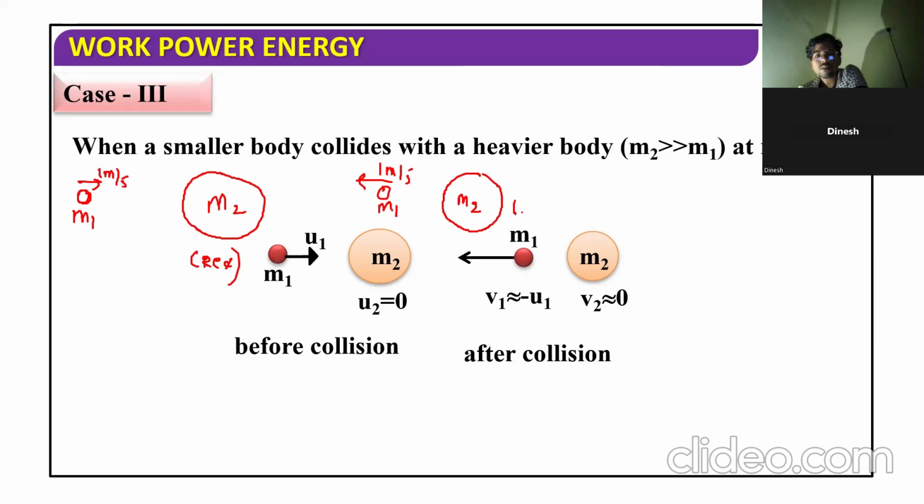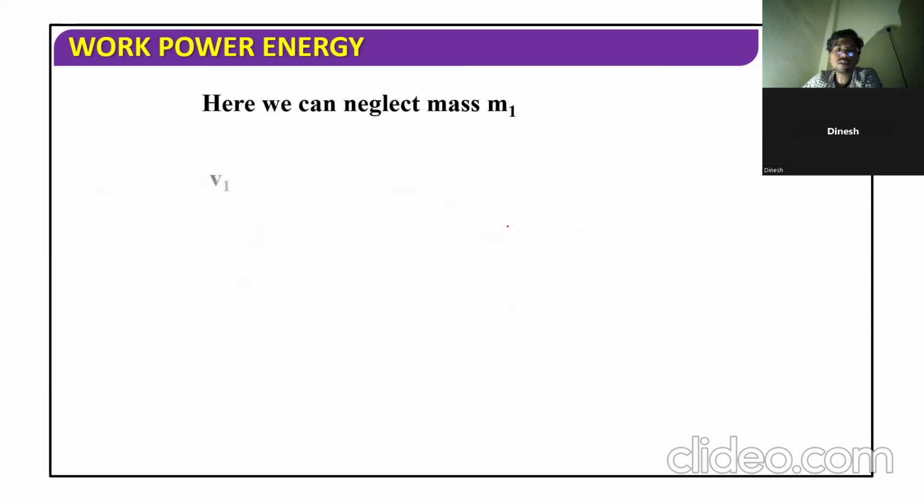It will remain at rest. Here, when a smaller body collides with a heavier body, then the lighter body after collision moves with the same velocity. It bounces back with the same velocity. That's all they have written.